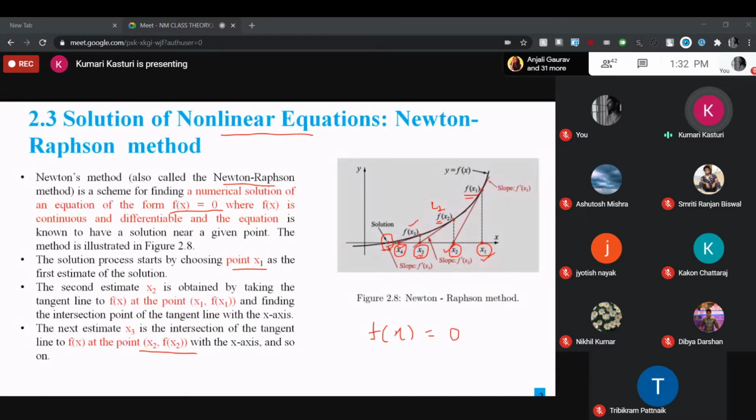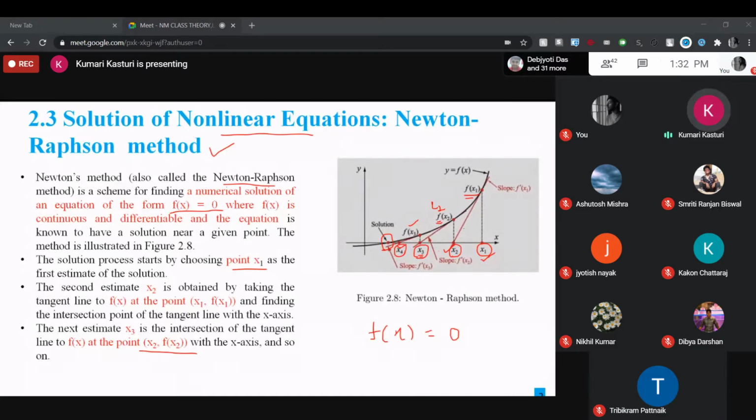So x3 is the next solution. This procedure will be carried out, and after a number of iterations, we will see that your approximation gets nearer to your actual solution. Okay, so this is the procedure by which, in Newton-Raphson's method, we are finding the solution.